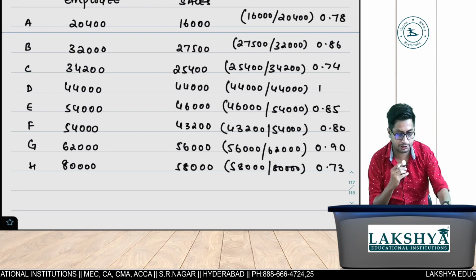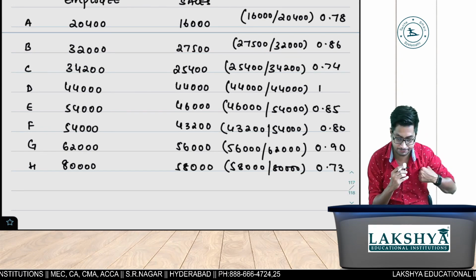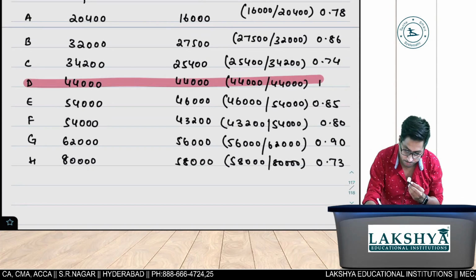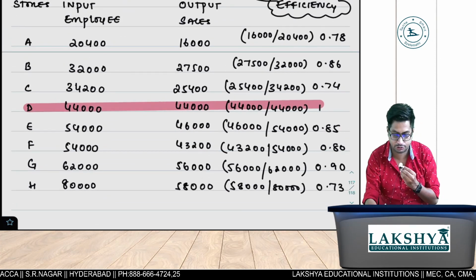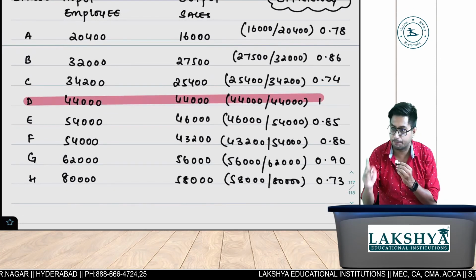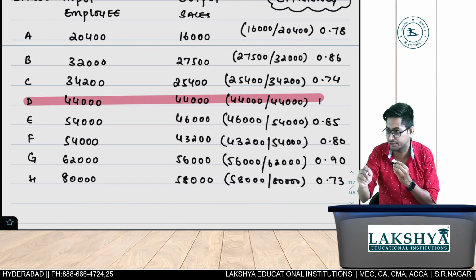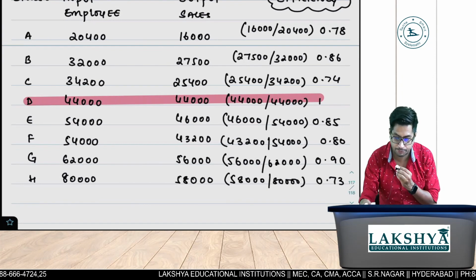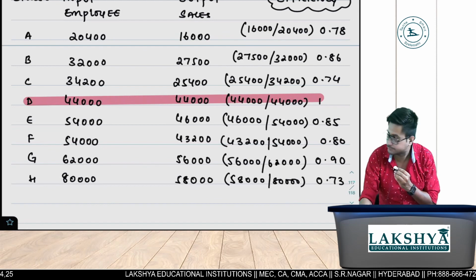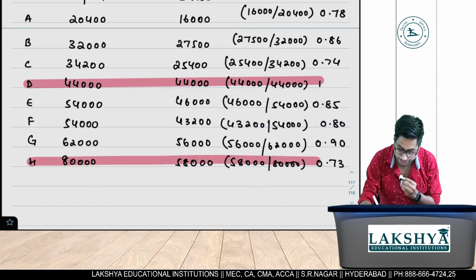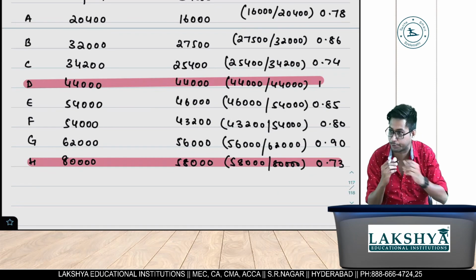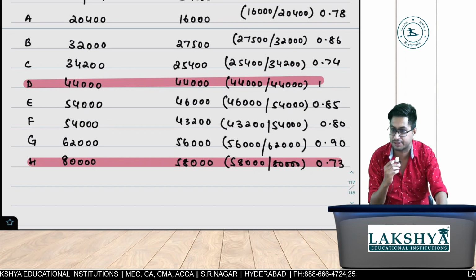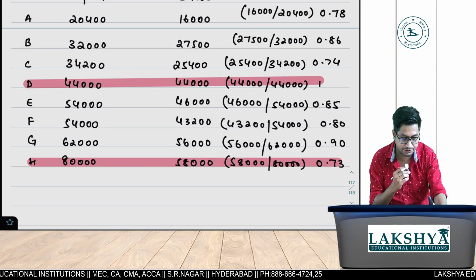0.73. अच्छा, now you tell me who is the most efficient here. Most efficient is D. Most efficient store is D store, wherein per employee how many units they are able to produce? 1 unit. Efficiency is 100%. Now tell me which is the worst performing department or unit? H. In H, per employee they are able to produce only 0.73 unit, means efficiency is 73%. Correct? This is the efficiency, right?